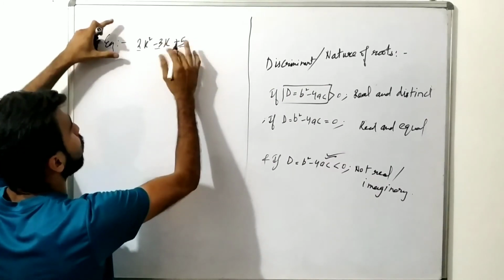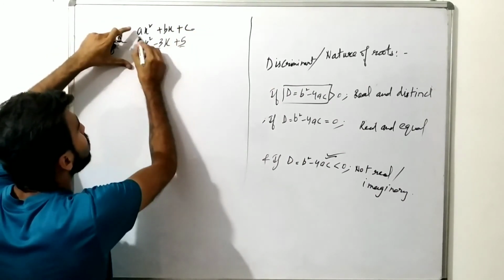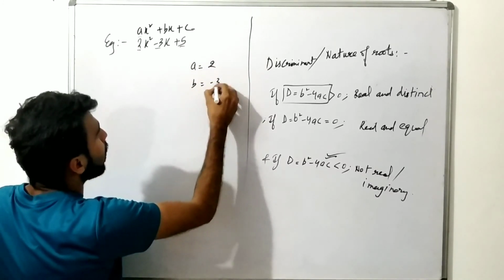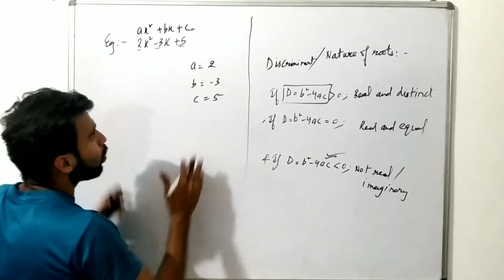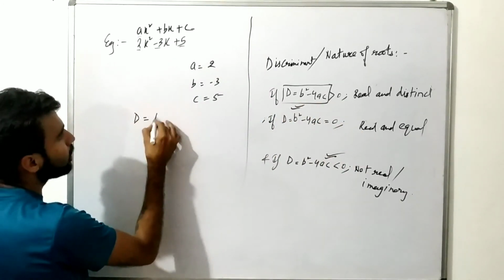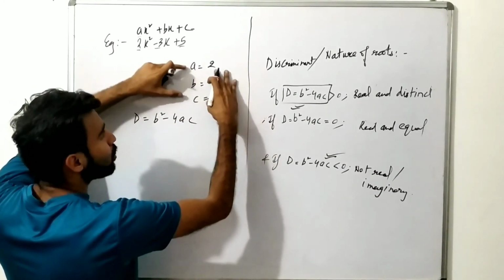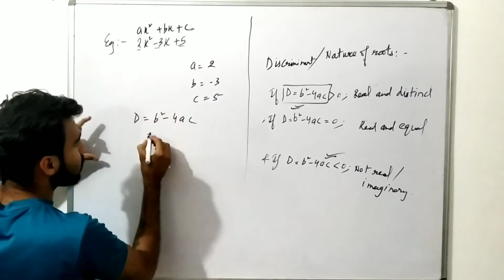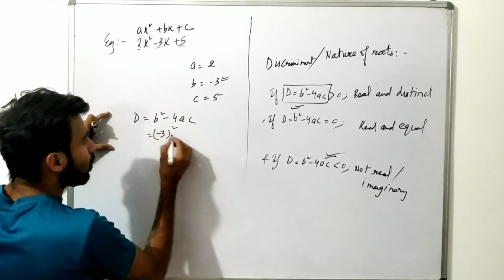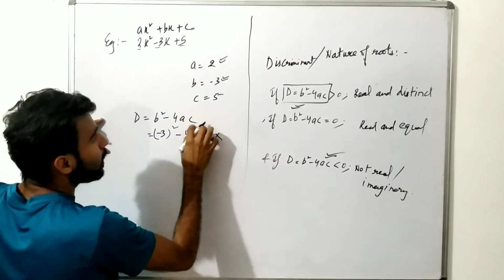If I write the standard equation over here, you can easily extract the values of a, b and c. So what are these? a is equal to 2 here, b is minus 3, c is going to be 5 here. So as I've extracted the values, let me apply the formula here. That is, d is equal to b square minus 4ac. So I'm going to substitute these values over here. In place of b I will substitute minus 3, and 4 into a, that is 2 here, and c here is 5.